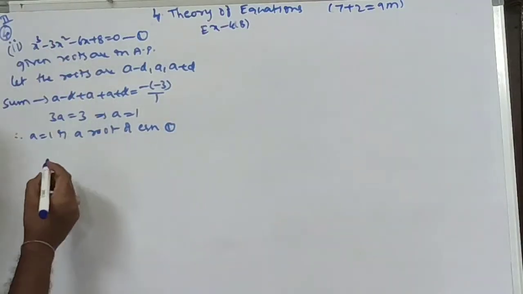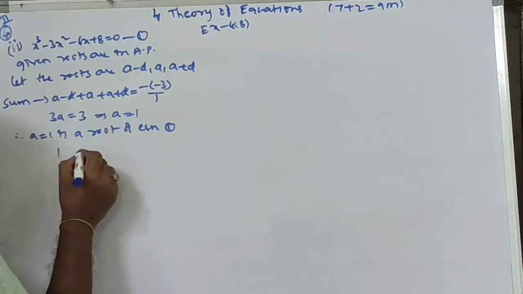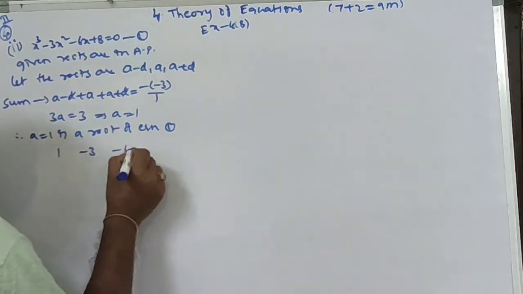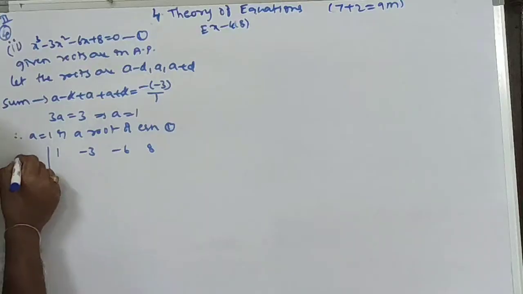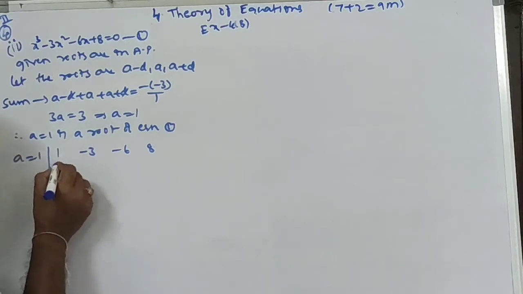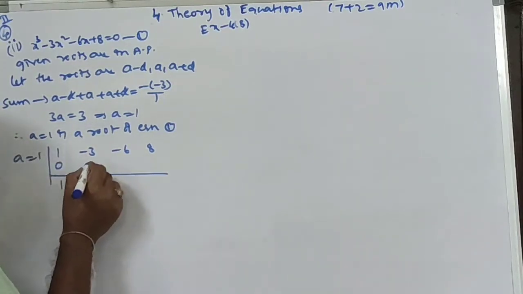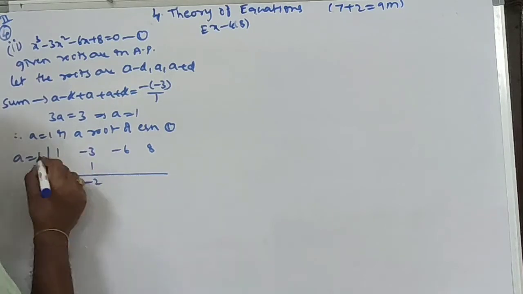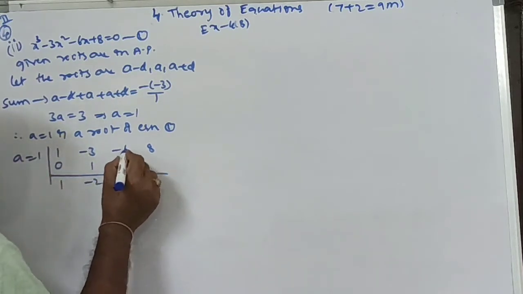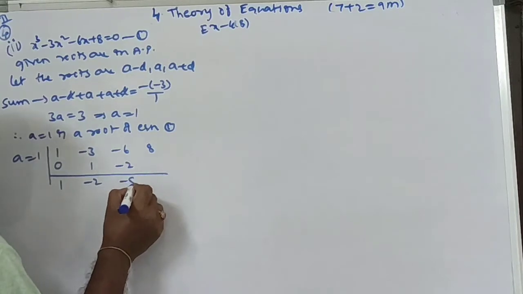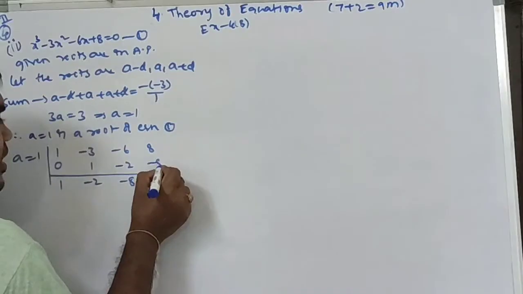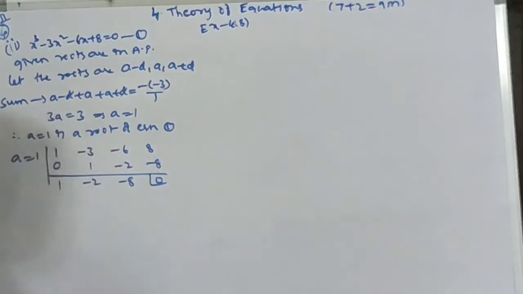So I want to apply Horner method. 1, minus 3, minus 6, 8. A equal to 1. Initially we need to take 0. 1 plus 0, 1. 1 into 1, 1. Minus 3 plus 1, minus 2. 1 into minus 2, minus 2. Minus 6 minus 2, minus 8. 1 into minus 8, minus 8. 8 minus 8 equal to 0.